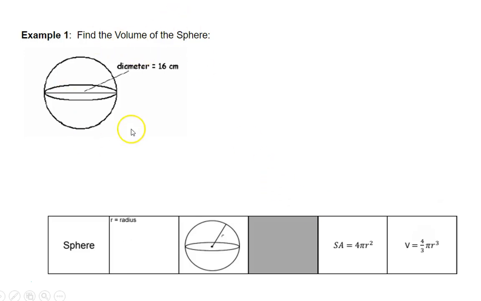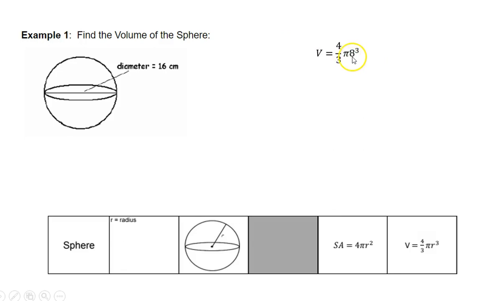And here we have a sphere, and it tells us the diameter is 16 centimeters. If the diameter is 16 centimeters, the radius will be 8, because the radius is half of the diameter of a circle or a sphere. So our formula will be 4/3 times pi times 8 cubed, because 8 is the radius of the sphere.